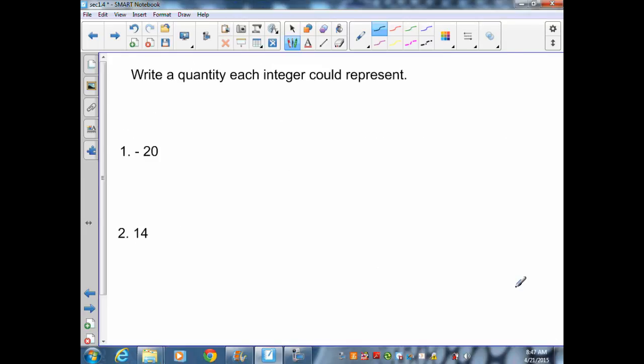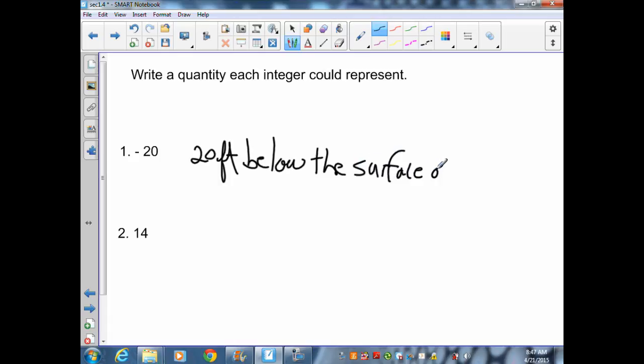In this example, write a quantity each integer could represent. In other words, make up a story about what a -20 could represent. For example, I could say 20 feet below the surface of the ocean. On the next one, I have a positive 14. I could actually say this could be a 14-foot high tree.